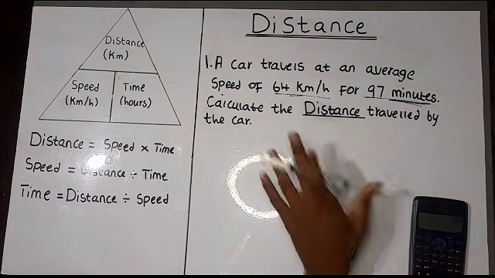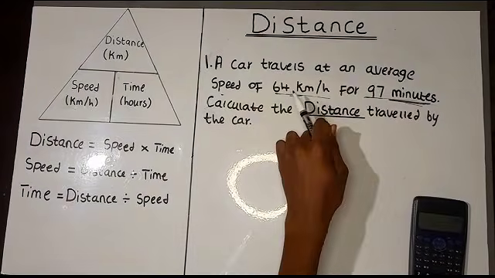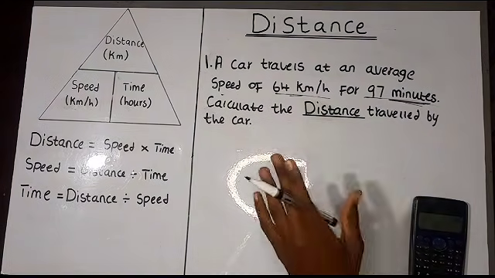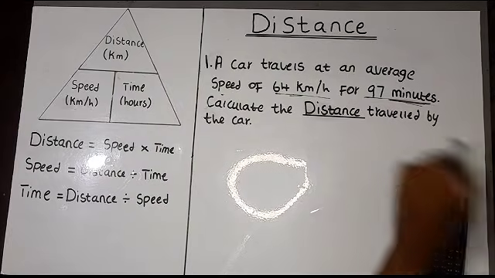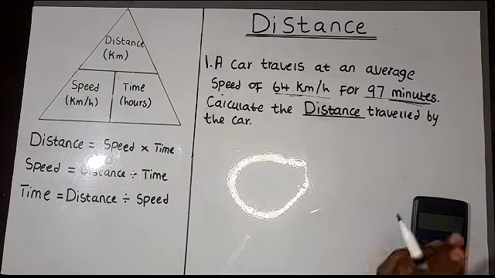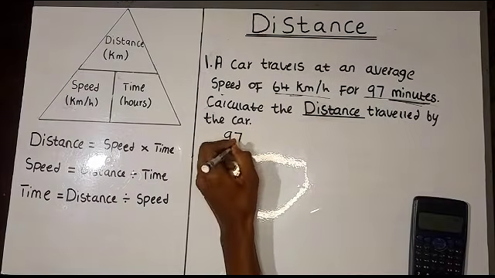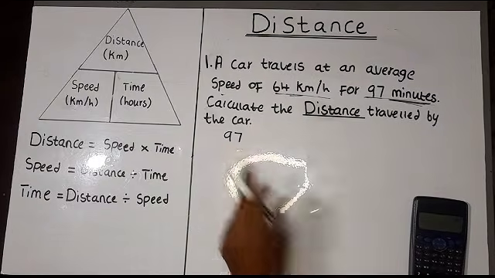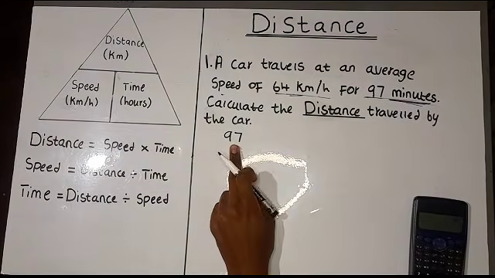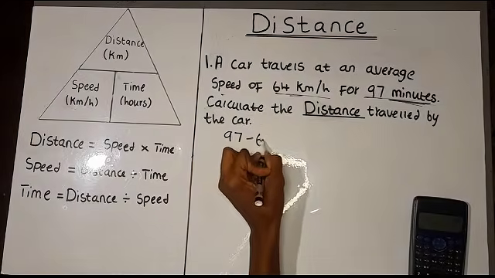So here's how we're going to answer this question. Let me read the question once again. A car travels at an average speed of 64 kilometers per hour for 97 minutes. Calculate the distance traveled by the car. So first, we convert 97 minutes to hours so that we can use it in the formula. So we're going to say it's 97 minutes. We all know that an hour is 60 minutes. So that means that we already know that we have an hour in these minutes, so we're going to minus that hour. So we're going to say 97 minutes minus 60 minutes.